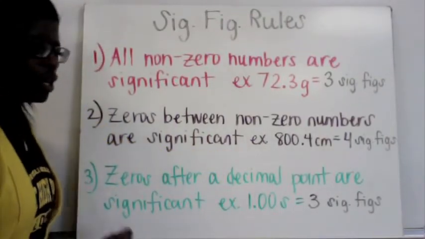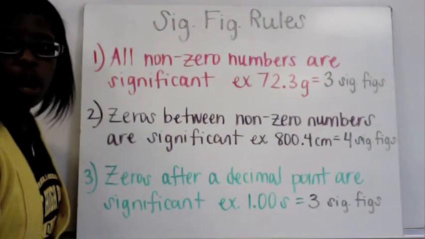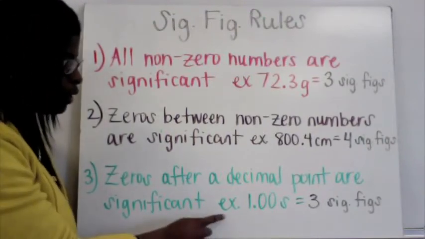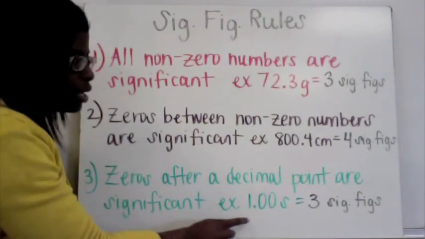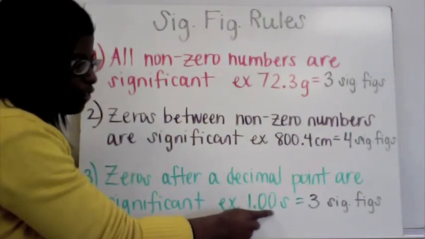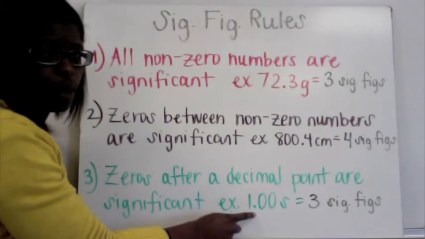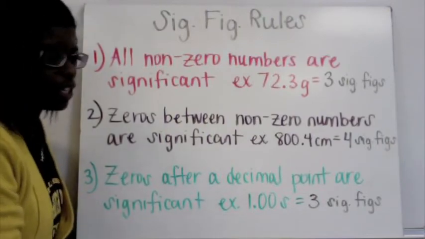And rule number 3, zeros after the decimal point are significant. If we look at this example, we have 1.00 seconds. Notice that there are 2 zeros after the decimal point. Therefore all 3 numbers here are significant in this example.